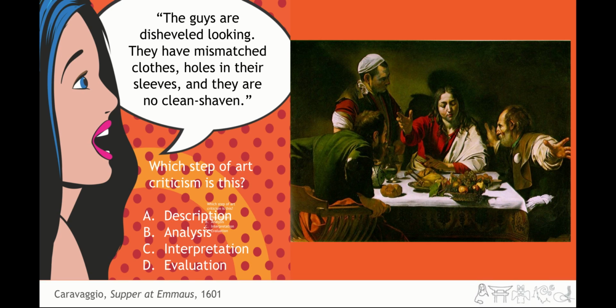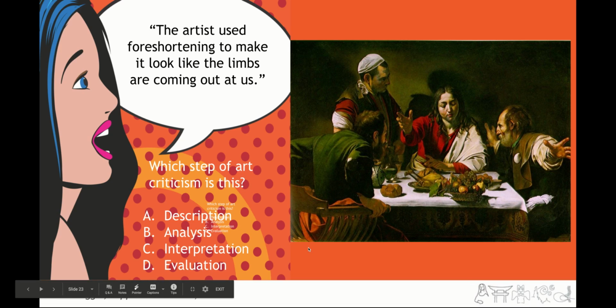Here's another example of description. However, this kind of description may help you when you're trying to make an interpretation of the artwork, when you're trying to find out the meaning. Because once you start thinking about why are they wearing mismatched clothes with holes in their sleeves and are not clean shaven, what does that tell me about these people? That helps you with the interpretation of this artwork.